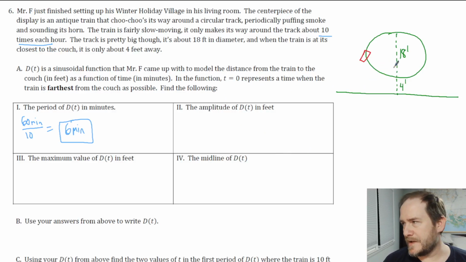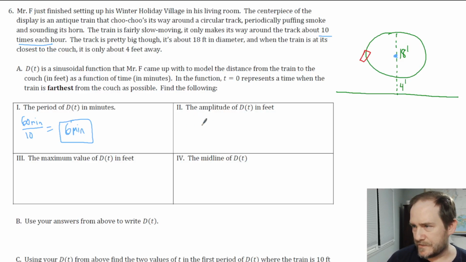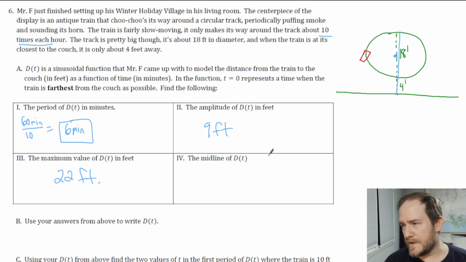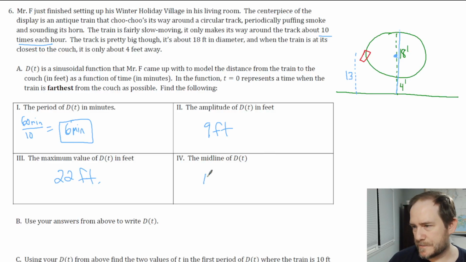The amplitude, well, whenever you've got motion around a circle, the radius of that circle is the amplitude. So the amplitude is going to be 9 feet. What is the maximum value? We just said it would be the 4 plus the full diameter, the 18, so 22 feet. The midline, we talked about that too, really. It would be the 9-foot radius plus the extra 4 feet of distance from the couch, so that's 13 feet.